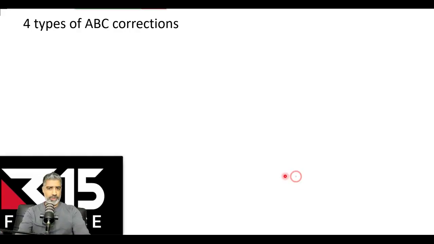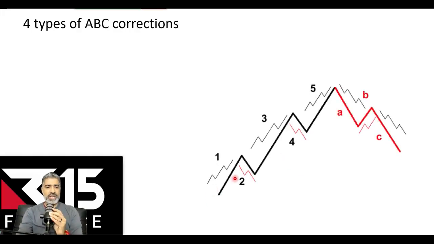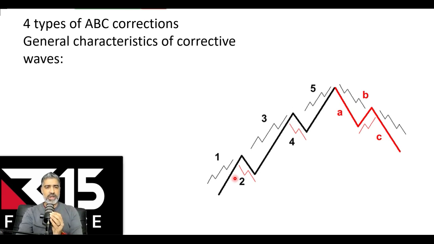Let's dive in. So the theory: 4 types of ABC corrections. There's a few things we need to cover, but I'm only going to cover one of them today. General characteristics of corrective waves. So we're talking about this bit here. This is a correction.